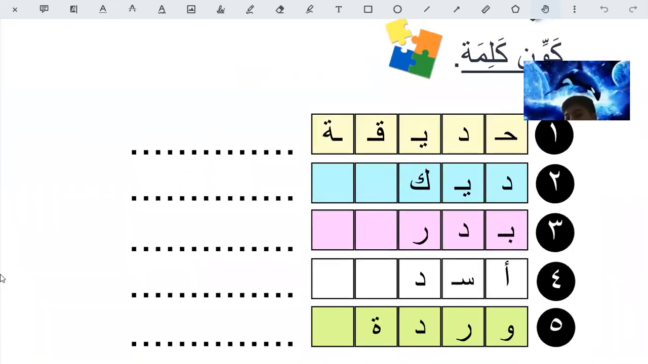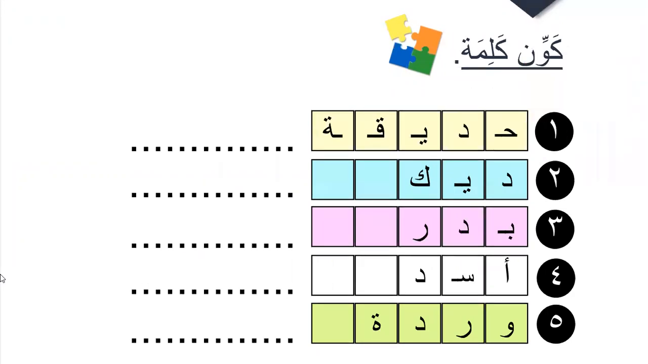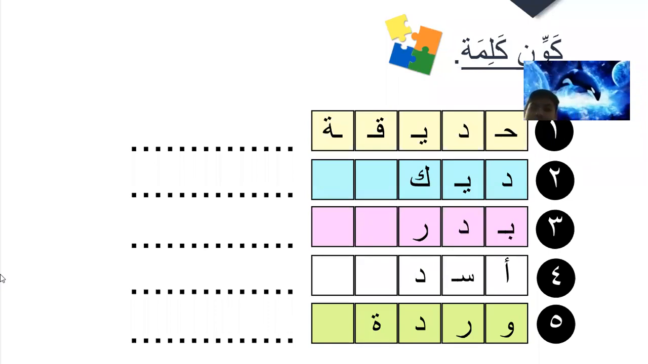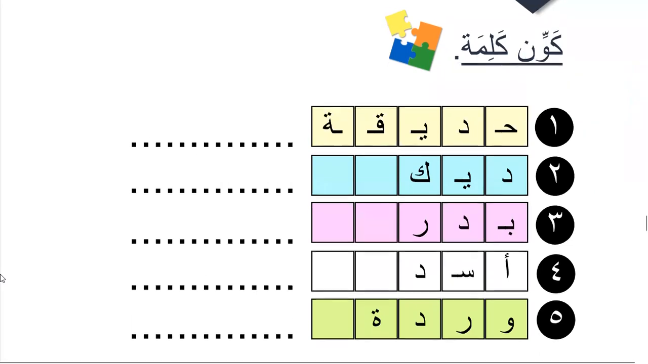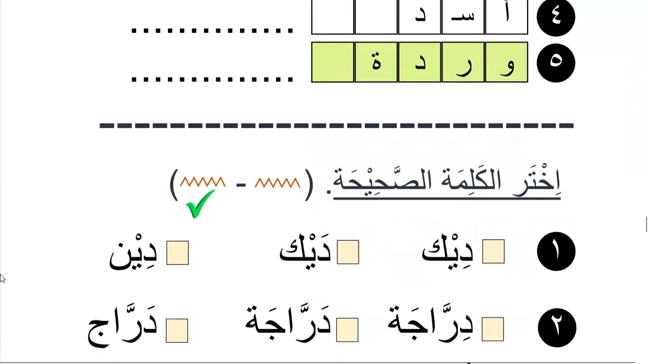Kawwin kalima, make the word. What do you call? What is that? Wait, hadika, it's hadika, yeah, it's garden. Yes, garden. Deek rooster, Badr full moon, Asad lion, warda is rose. Good.